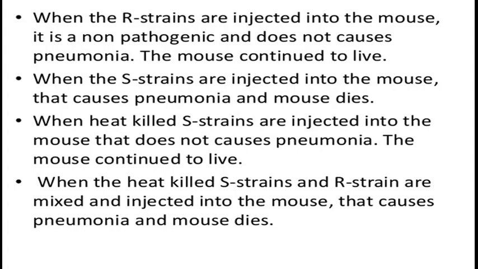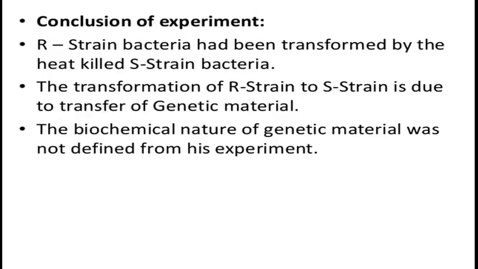When the R strain is injected into the mouse, it is non-pathogenic and does not cause pneumonia. The mouse continued to live. When the S strain is injected into the mouse, it causes pneumonia and the mouse dies. When heat-killed S strain is injected into the mouse, it does not cause pneumonia, and the mouse continues to live. When heat-killed S strain and R strain are mixed and injected into the mouse, they cause pneumonia and the mouse dies. So what was the conclusion of this experiment?